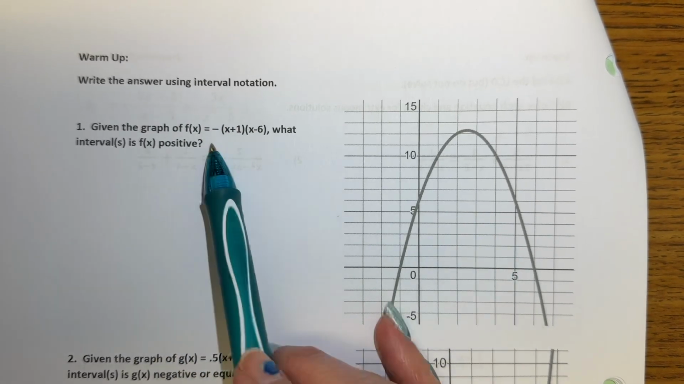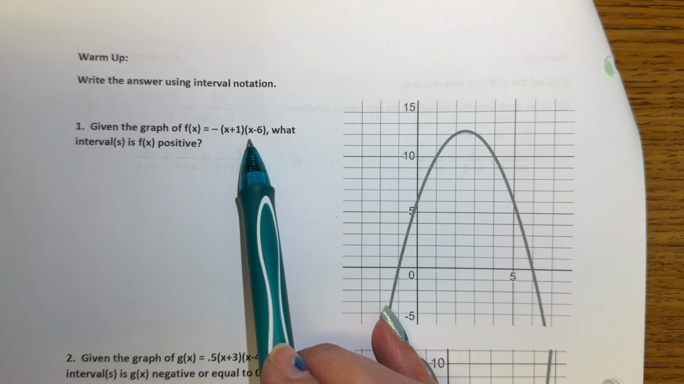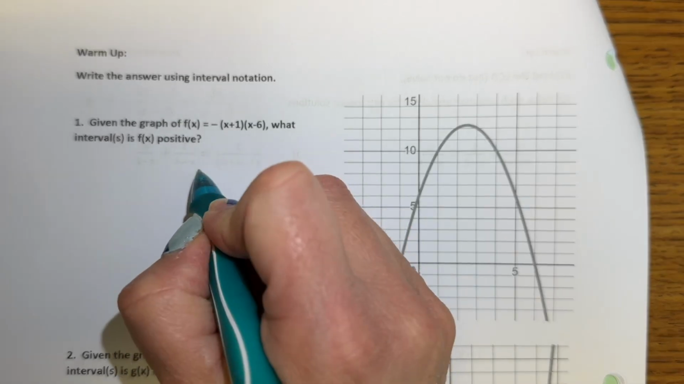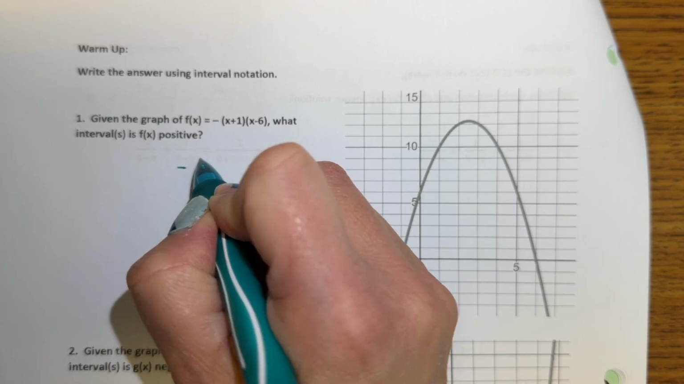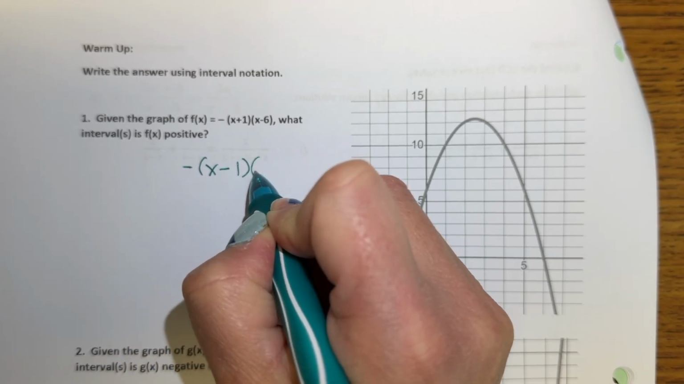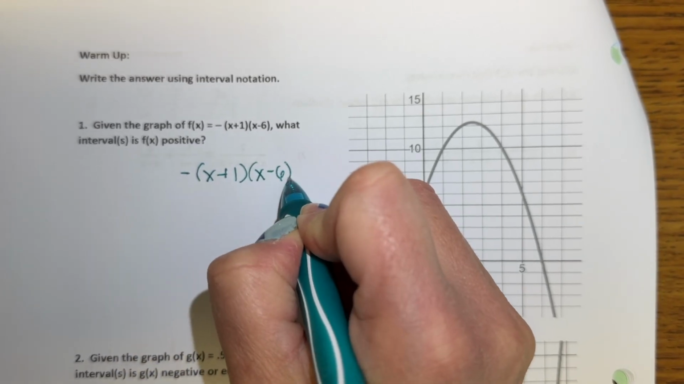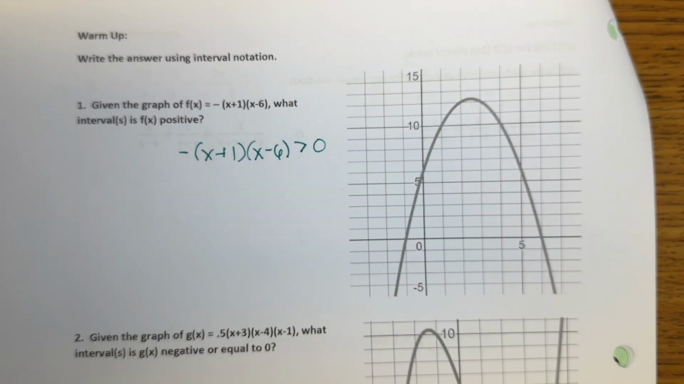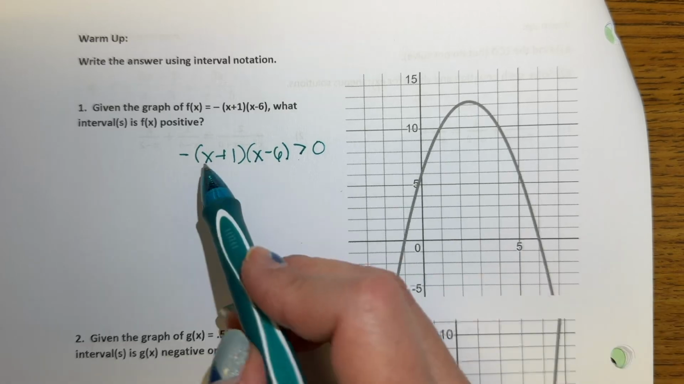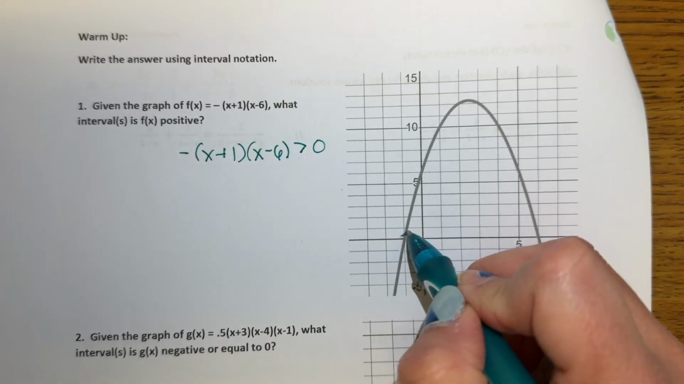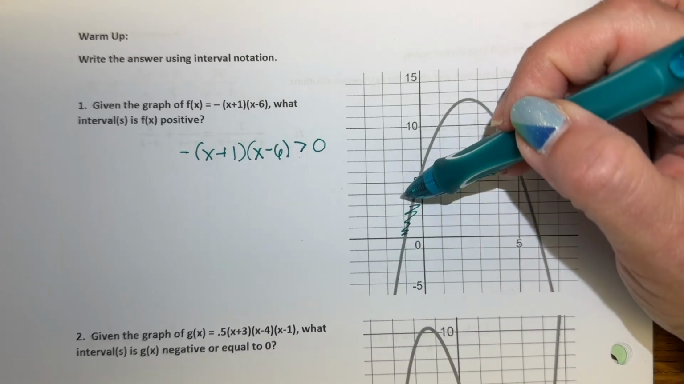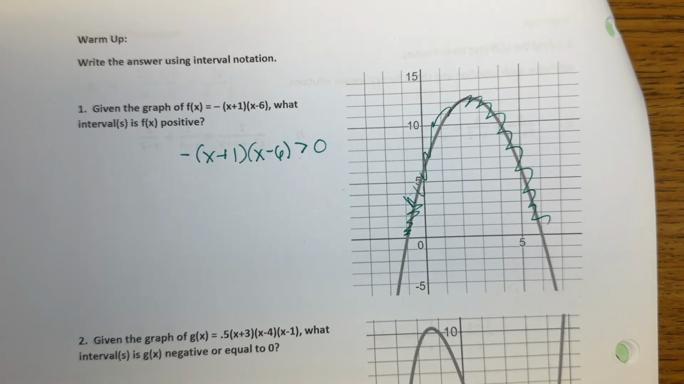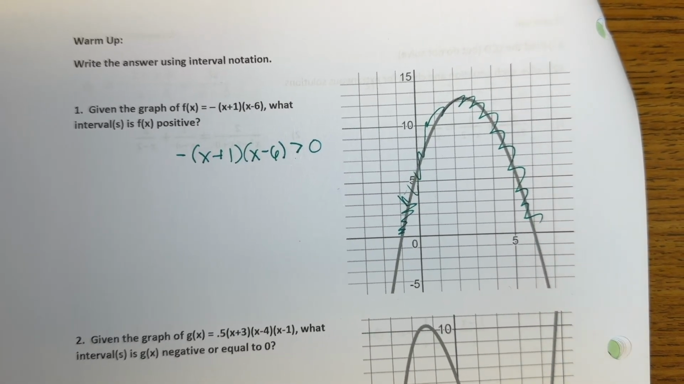We're given this graph of negative x plus 1 times x minus 6. On what intervals is this graph positive? So it's asking, when is the function greater than 0? Because greater than 0 means positive. So the outputs, the y values for this function are greater than 0 on all of this section here. So for what x values does that happen at?